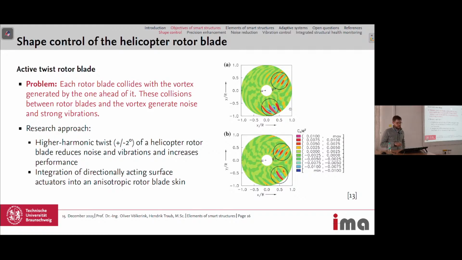the normalized lift with the system turned off, so a passive rotor blade, and you can see these red areas where lift is higher than the average lift, so it's normalized to 0. The average lift is 0, and these red areas are areas where we have higher lift, and therefore also this generated noise and vibrations.